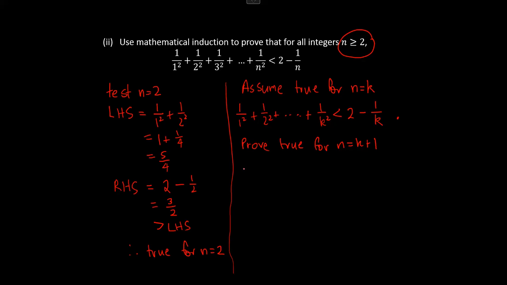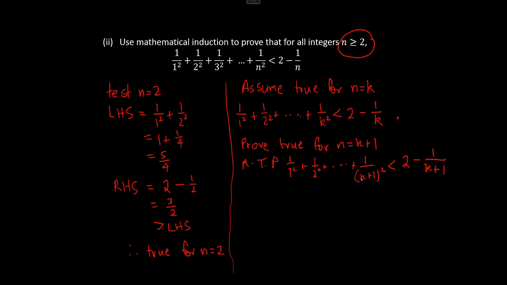So I'm just going to write down what it is we actually need to prove to do this. So what we're required to prove is that 1 over 1 squared plus 1 over 2 squared, all the way up to 1 over (k plus 1) squared. We need to show that that's less than 2 minus 1 over (k plus 1).